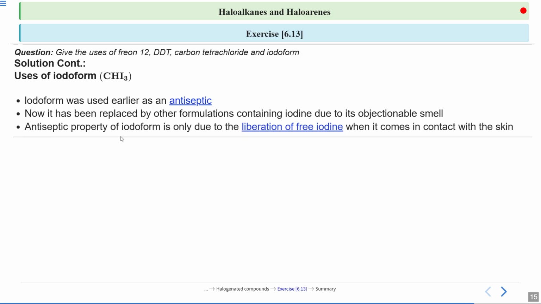The antiseptic property of iodoform, CHI3, is only due to the liberation of free iodine when it comes in contact with the skin. So it has this antiseptic property because of its ability to liberate free iodine when in contact with the skin.